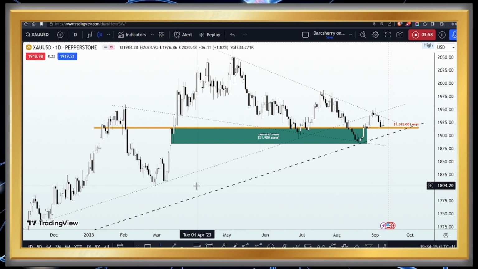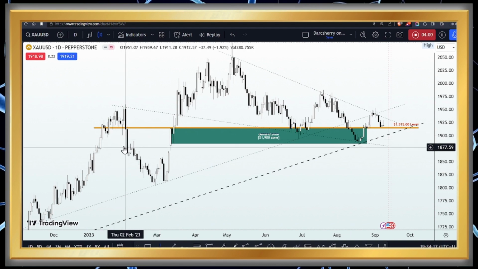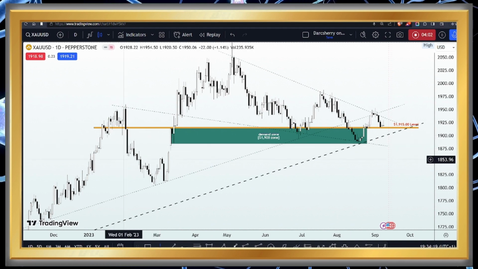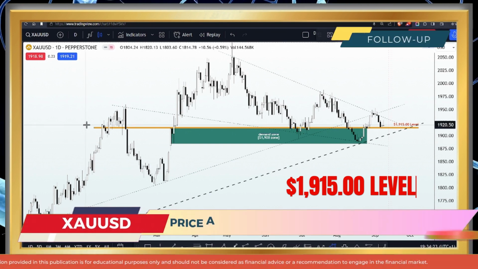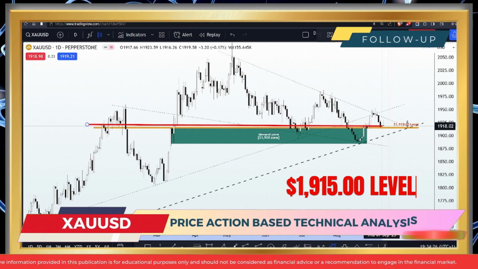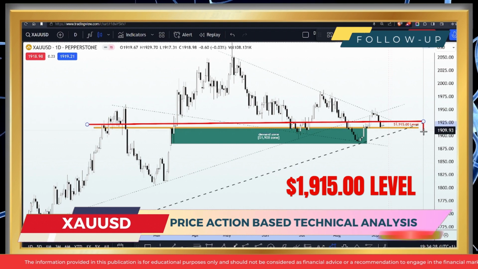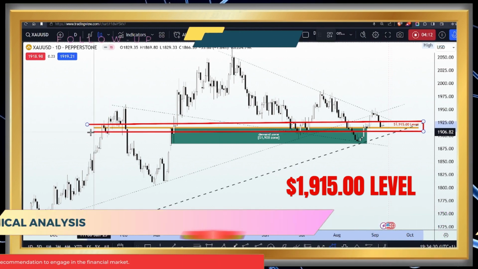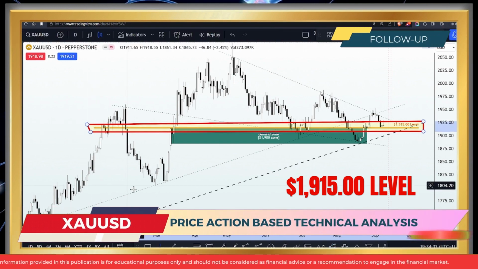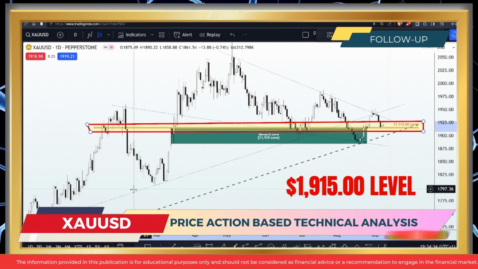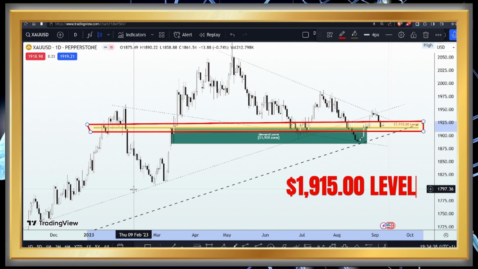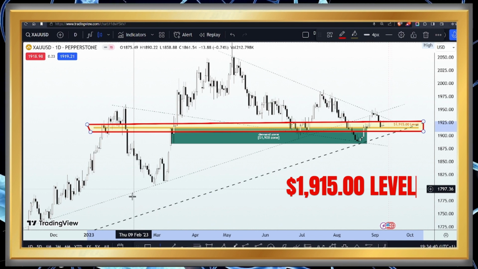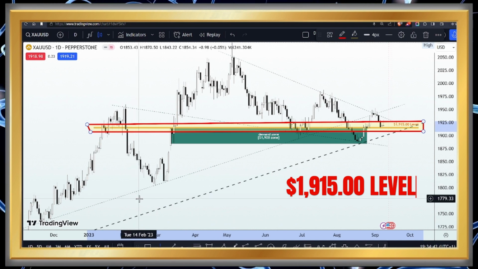And in fact, if you look at what has been going on here since the beginning of the year, I have a key level identified at the 1915 level, which I'm going to be using to guide our trading decisions for the week. And if you look at how price action has played around that area, it is quite clear that this level has played a major role in determining the direction of price action.